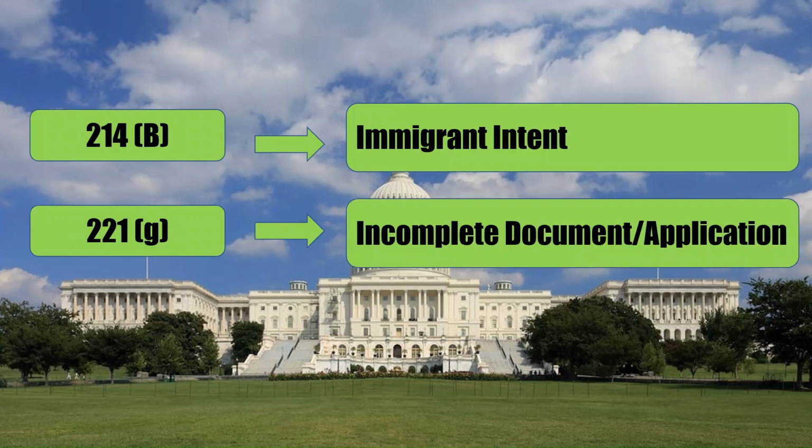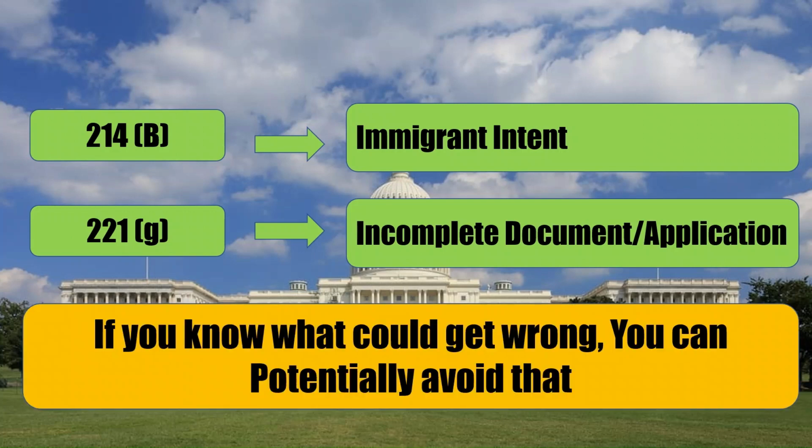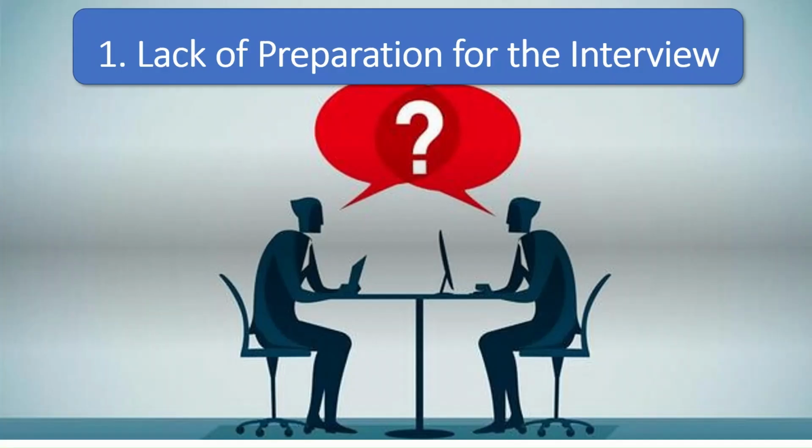Another section that I want you to know is section 221G. This section deals with incomplete documentation. So this is again a refusal reason section. If the visa officer thinks that your application or your documentation is incomplete, he can give you this section 221G. The reason why I'm talking about these two sections is because if you know what could go wrong, you could potentially avoid that. If you want to do the right thing, you should know what is wrong. So these are two things that you should keep in mind, and from here I'll tell you the mistakes that you should avoid.